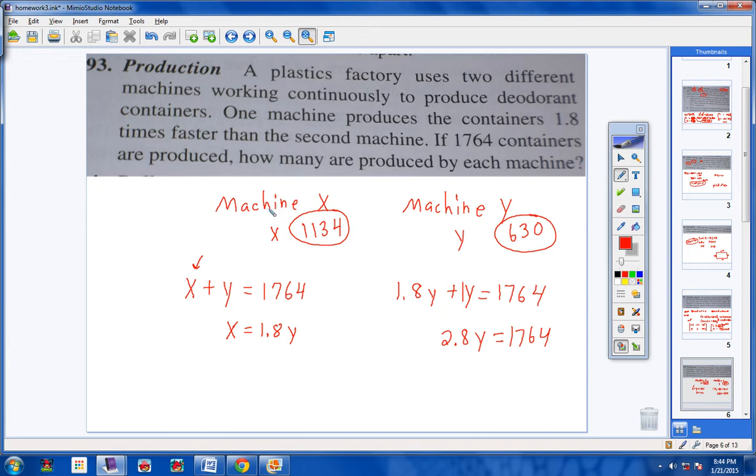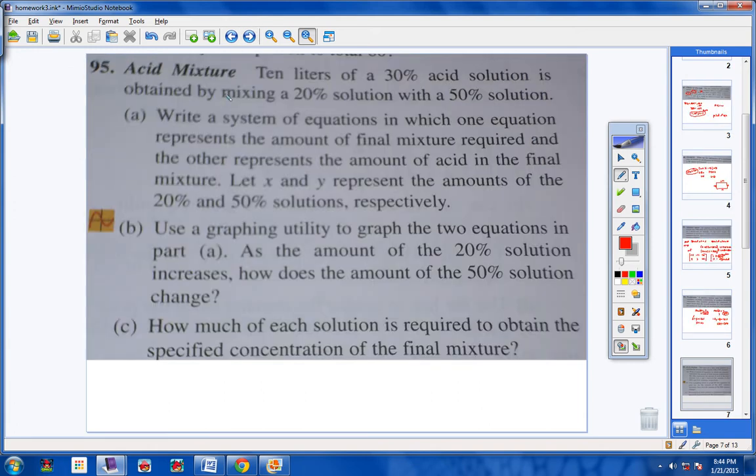And moving on to problem number 95, okay? This is a pretty tough problem, so please listen carefully. I'm not going to really listen to what they're telling me to do here. I want you guys to learn to set these up on your own without looking at that, okay? Alright. 10 liters of a 30% acid solution is obtained by mixing 20% and a 50% solution.